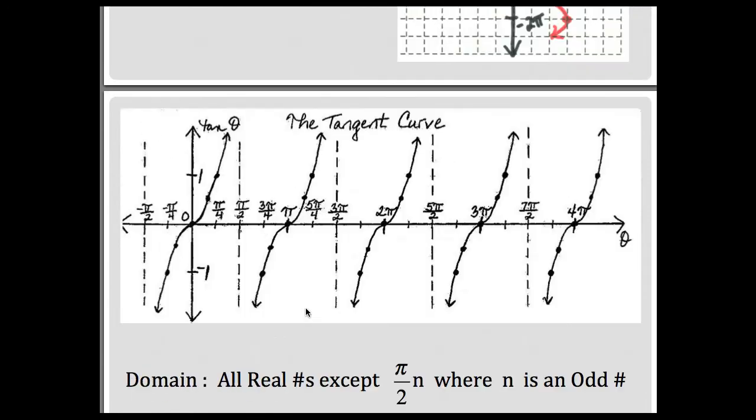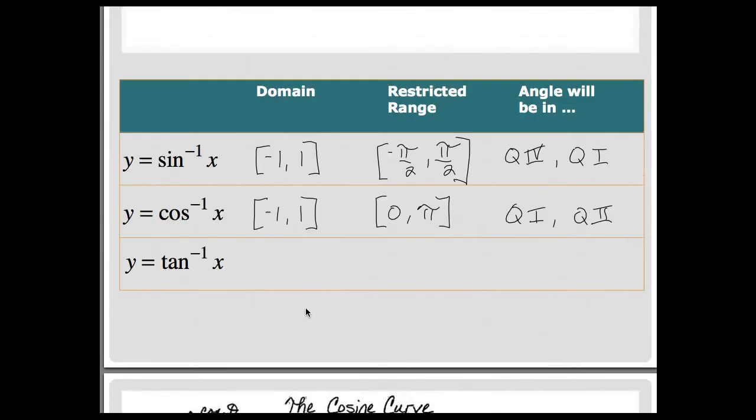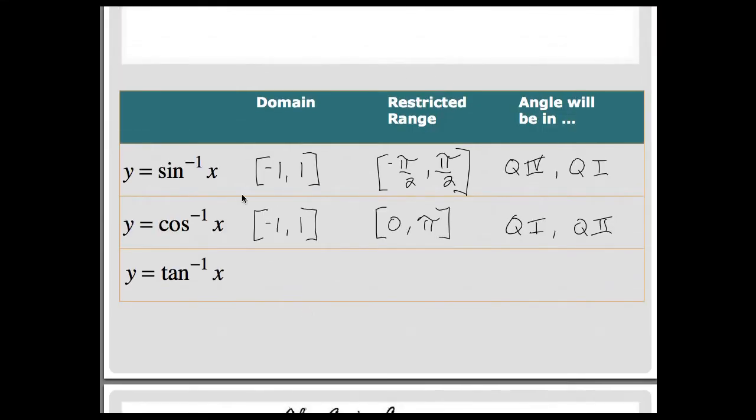So if we go back to that table that I was filling out, our domain is going to be all real numbers. Restricted range, notice how it's kind of like the inverse sine, except it does not include the endpoints. It's still passing through those same two quadrants. If you start at the bottom of the circle at negative pi over 2 and go clockwise up through 0 to positive pi over 2 at the top, you've once again passed through quadrants 1 and 4.